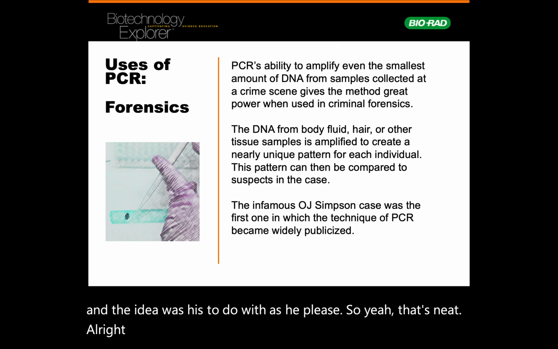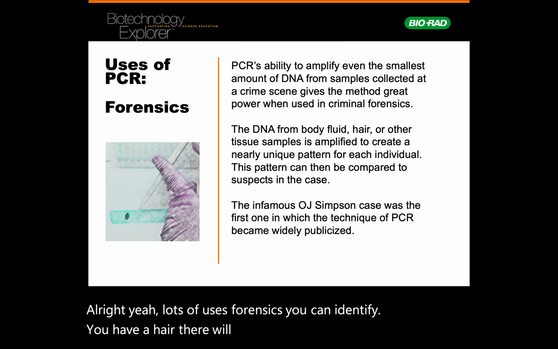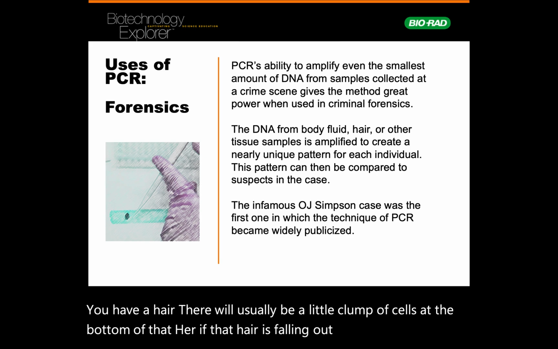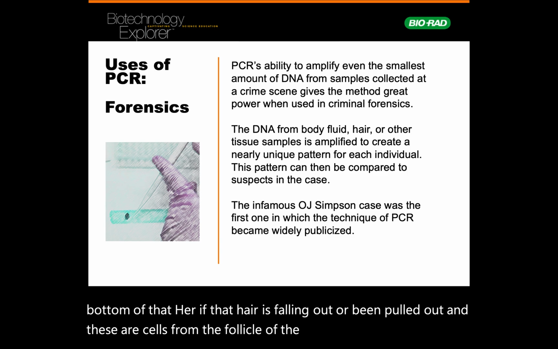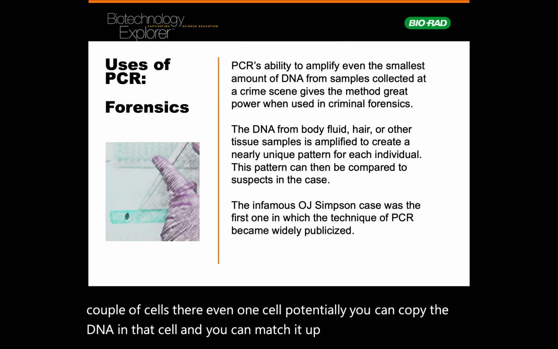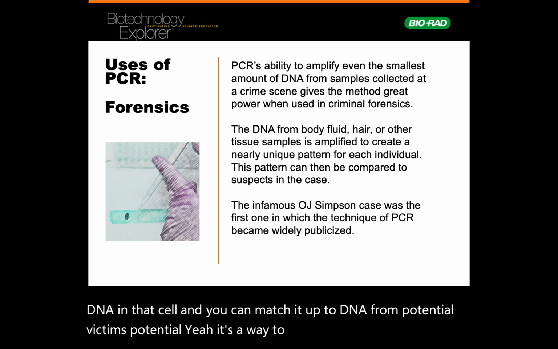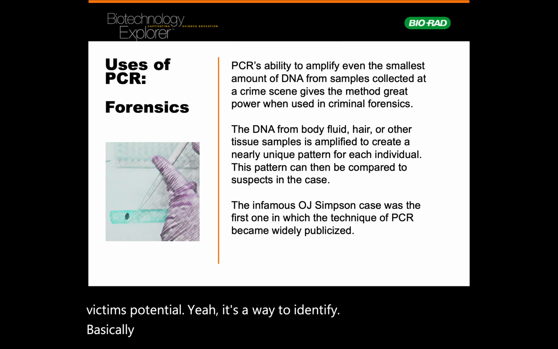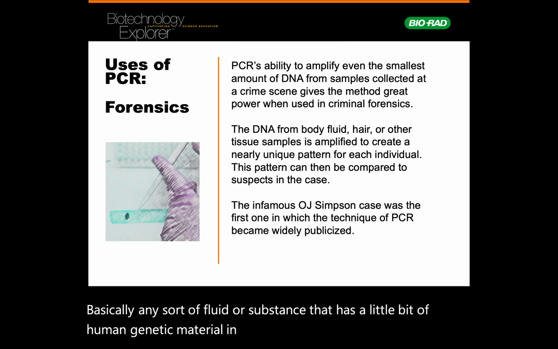Yeah, lots of uses. Forensics, you can identify. If you have a hair, there will usually be a little clump of cells at the bottom of that hair if that hair has fallen out or been pulled out. And these are cells from the follicle of the hair. If you got a couple of cells there, even one cell potentially, you can copy the DNA in that cell and match it up to DNA from potential victims. It's a way to identify basically any sort of fluid or substance that has a little bit of human genetic material in it. And so, yeah, this is used in rape kits. This is used all over the place.